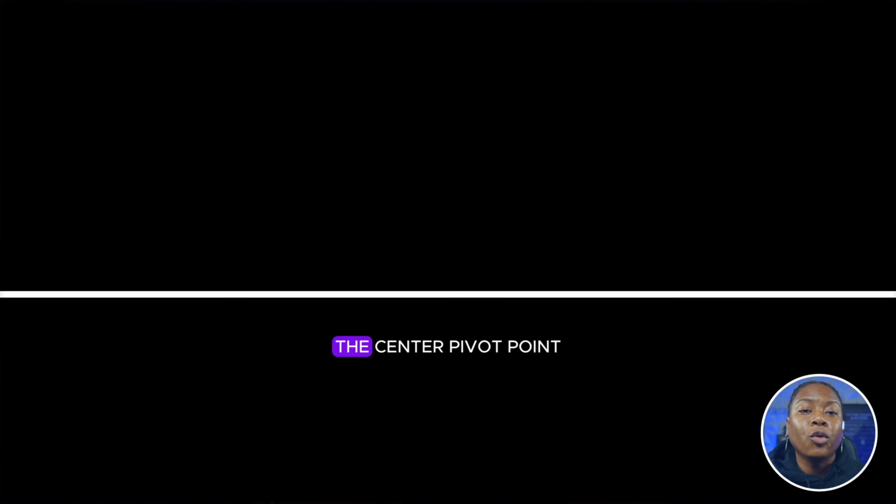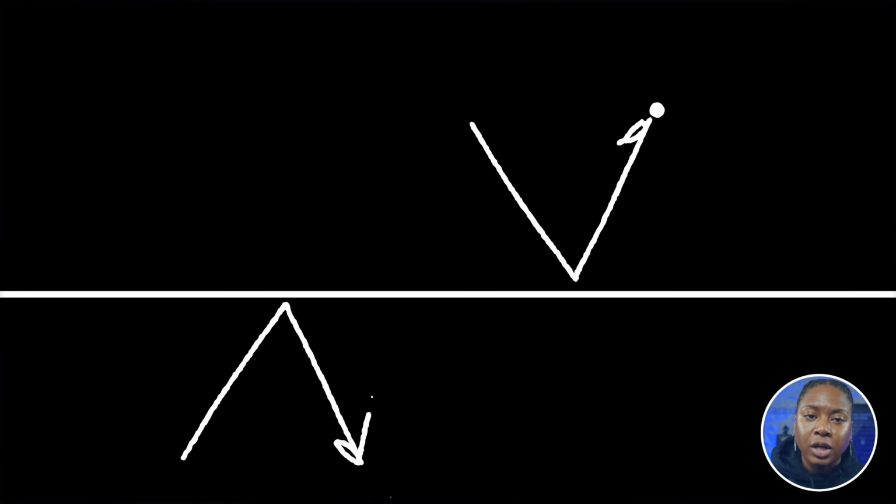I want you to keep in mind that the center pivot point is going to be the most important support and resistance level based on yesterday's price movement. This is going to act like a major barrier zone against price fluctuations. And that's not to say that the resistance levels and the support levels aren't important, but just keep in mind, this is going to be your highlight. You really want to see how the price moves around that pivot point.